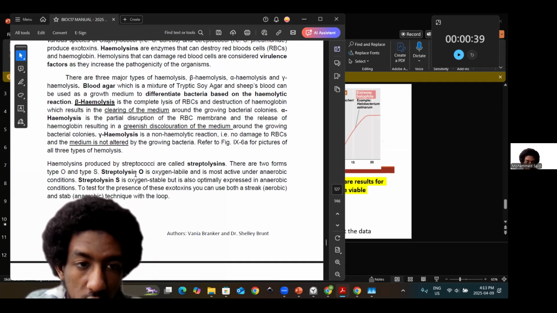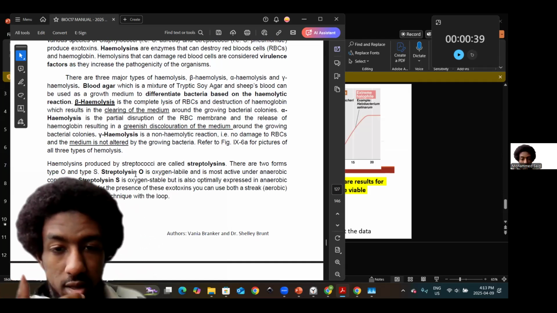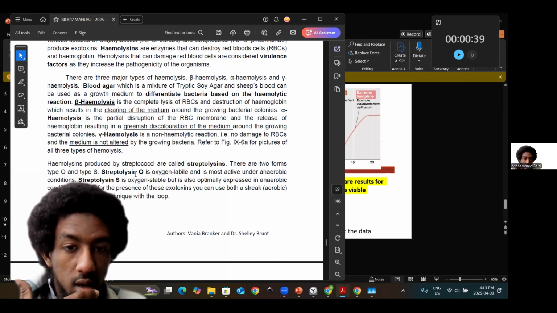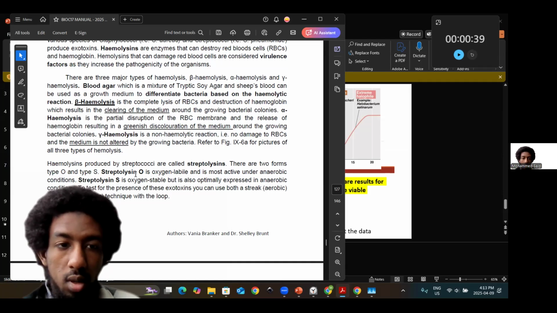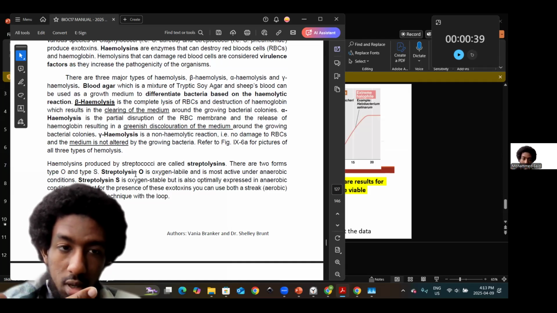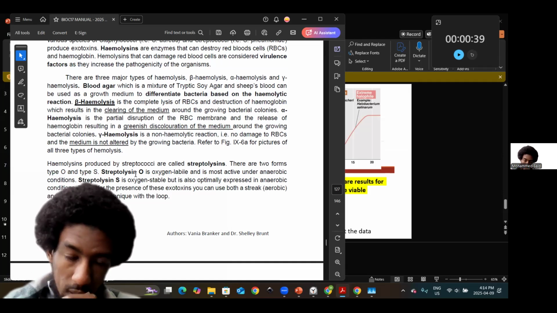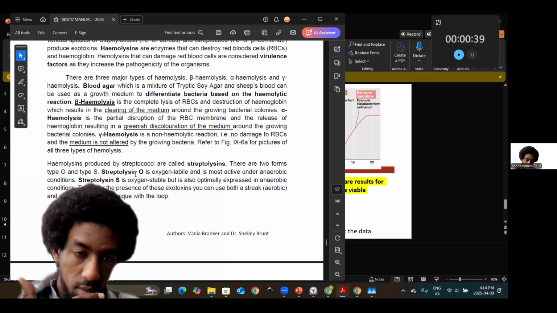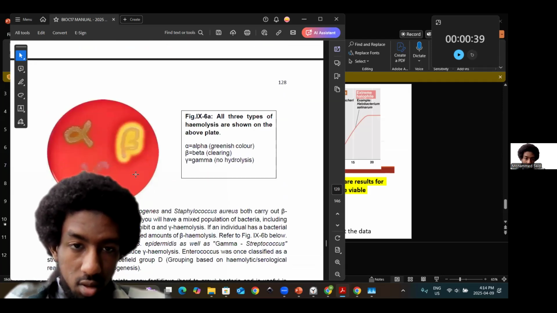And then streptolysin S is optimally expressed in anaerobic conditions as well, but is oxygen stable. So if streptococci has streptolysin S, even when oxygen is present, they could still optimally grow, or they could still produce the streptolysin, which can actually, as you can imagine, have impacts, right? For beta or alpha, whichever of the two your bacteria is involved in. So bear in mind the differences.